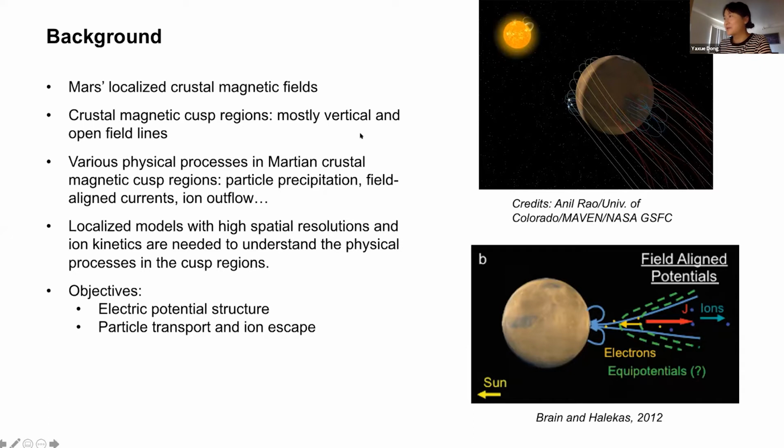Crustal magnetic cusp regions refer to where the field lines are mostly vertical and open, with one end connecting to the ionosphere. And there can be various physical processes happening in these cusp regions, like particle precipitation, field line currents, and ion outflow. And usually auroras are also associated with these regions.